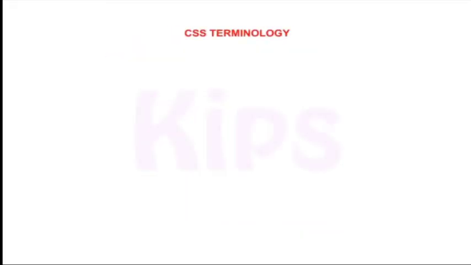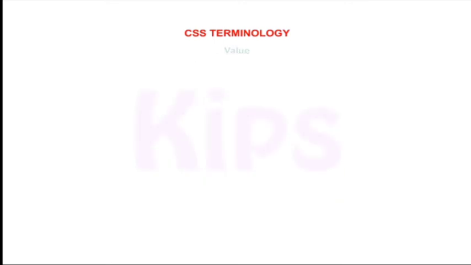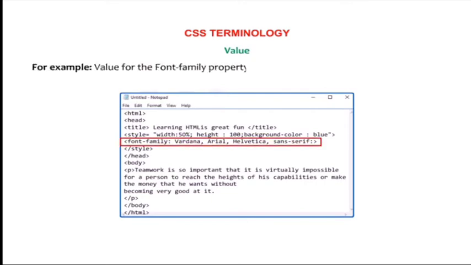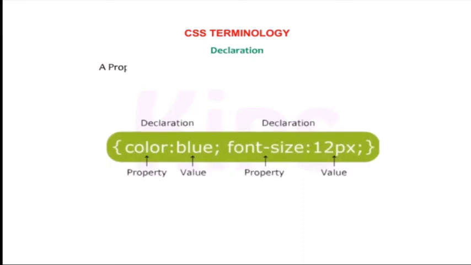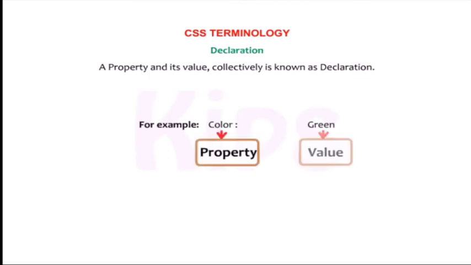CSS terminology. Property. It defines how different elements look on the web page. Font family, color, background, border, and the like are all examples of properties. Value. This is the value or the option chosen for a property. For example, the value for the font family property can be a font name like Monotype, Cursive, Times, Arial, etc. Declaration. A property and its value collectively is known as a declaration. For example, color, property, green, value.